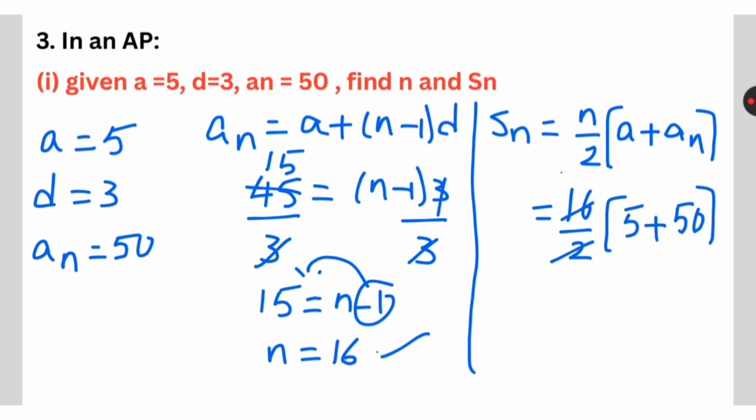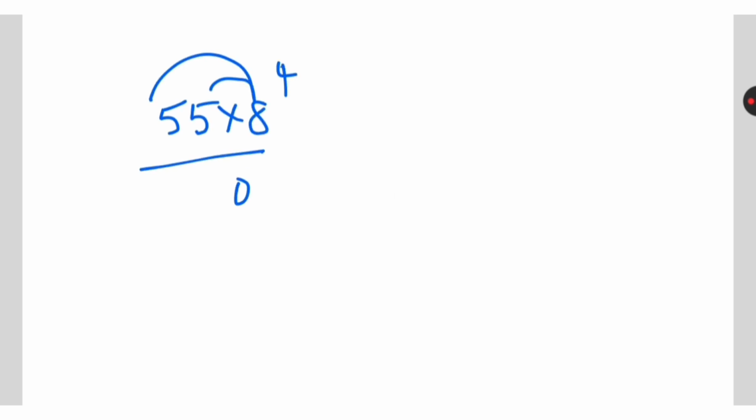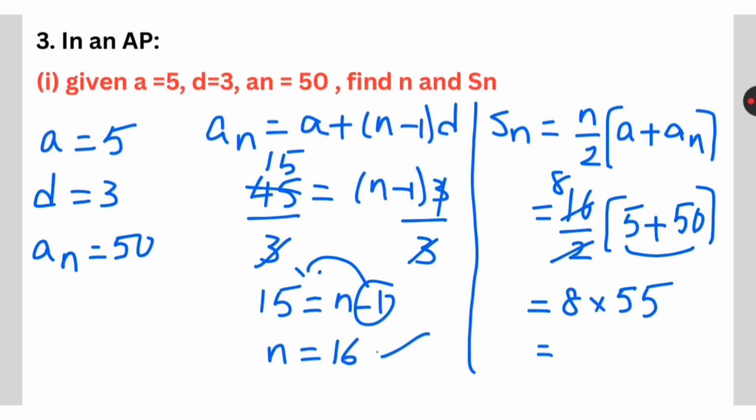Here 2 8s are 16 times 50 plus 5, which is 55. So 55 times 8. Just do only multiplication. This is 55 times 8. 8 5s are 40. Again 8 5s are 40 plus 4, 44. So here we are going to get Sn as 440.